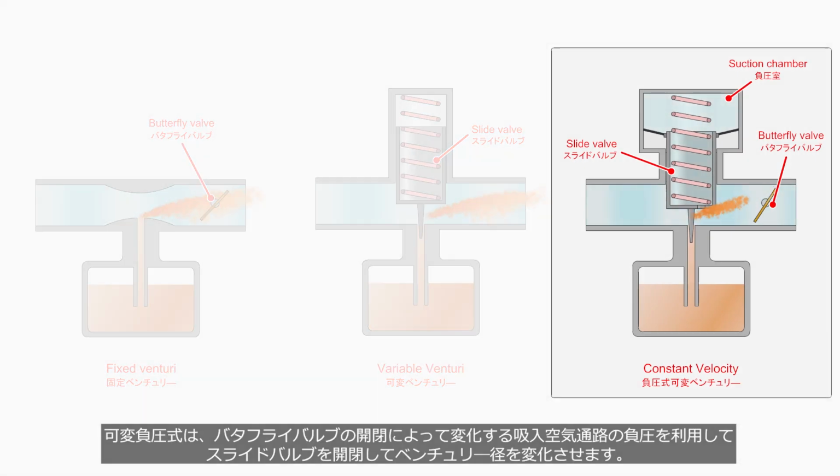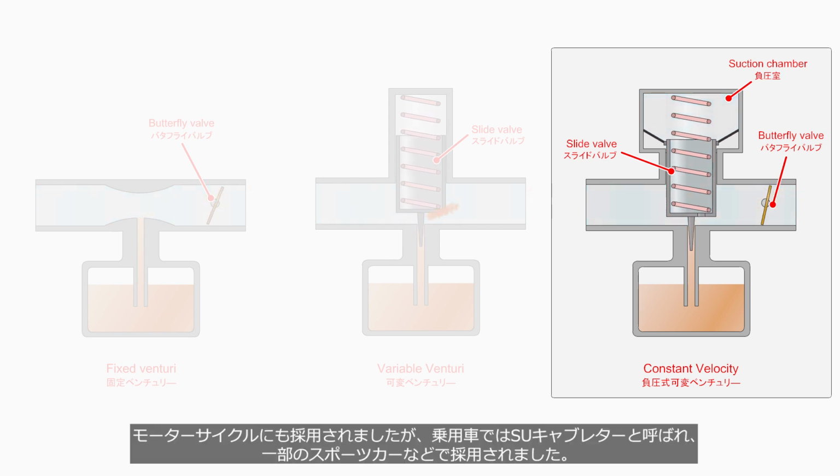In a constant velocity type carburetor, the opening and closing of the butterfly valve controls the amount of airflow intake. Due to changing airflow intake, vacuum pressure changes within the air passage. The vacuum pressure moves the slide valve to change the venturi diameter. It was also utilized in motorcycles, but in passenger cars, it was known as the SU carburetor and was used in some sports cars.